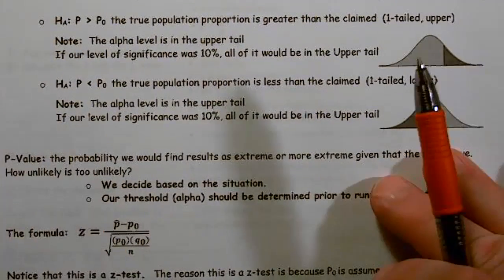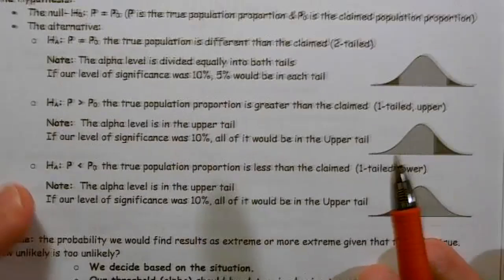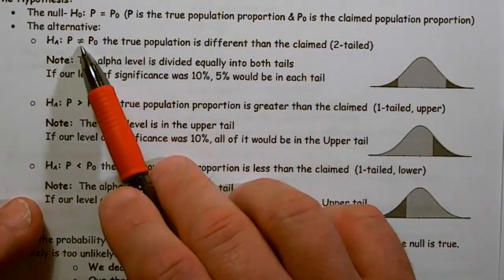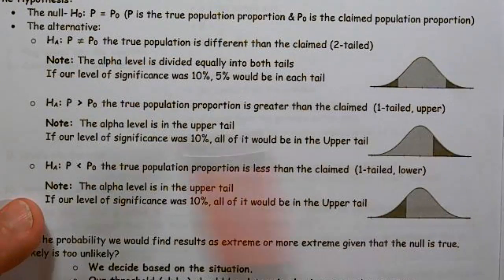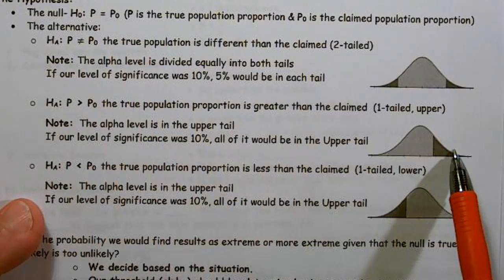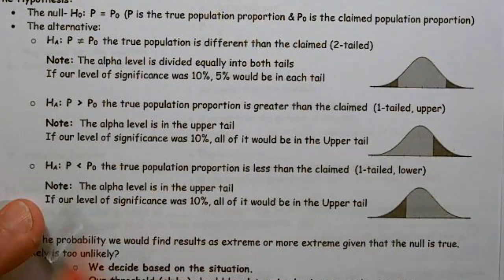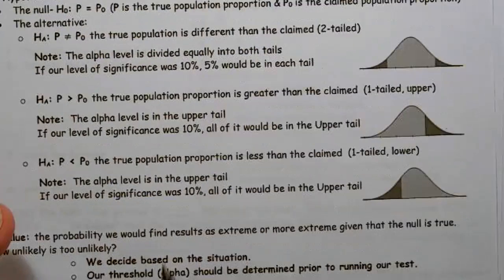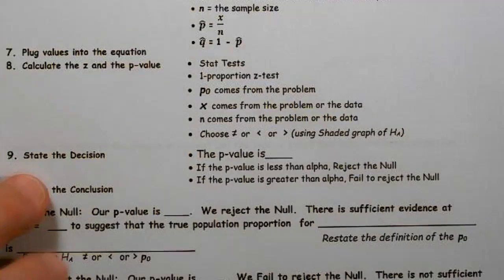You can read all this material, but I don't think any of this is going to be a surprise. Obviously, if it's not equal, it's a two-tail. If it's a greater than, it's a one-tail upper. If it's a less than, it's a one-tail lower. That's generally what is said here, but please make sure you're familiar with it.